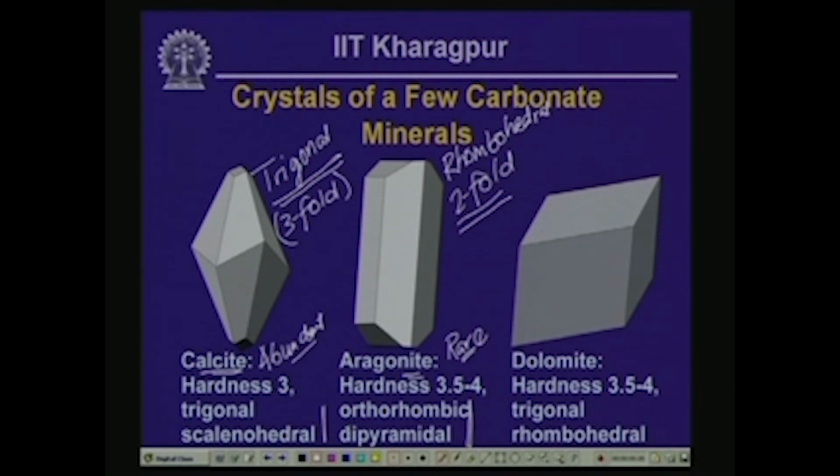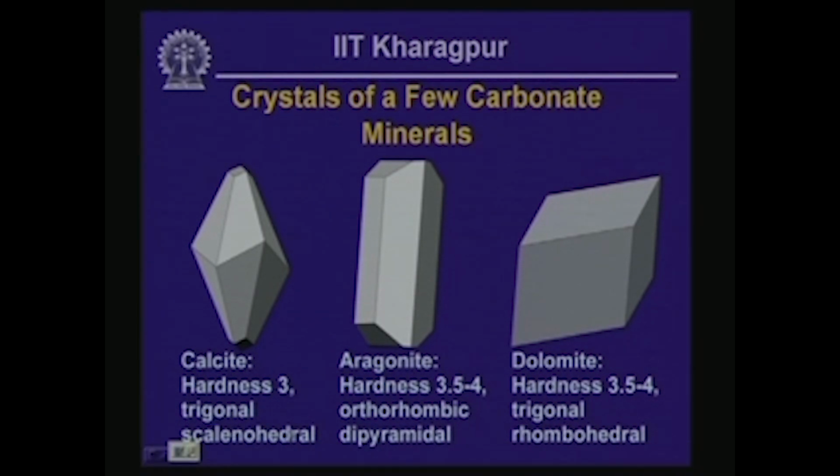Now, the third example given here is dolomite, and dolomite has a hardness of 3.5 to 4. It has a trigonal rhombohedral symmetry, and the symmetry in this case is quite comparable to the symmetry of calcite, as indicated on the leftmost cartoon on this slide.